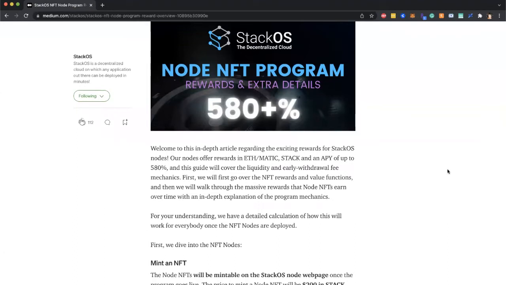So, the StackOS Node NFT program. Let me start with an overview of what exactly the StackOS NFTs do and why they are important for the StackOS ecosystem. As we have spoken about a few times on the website and on some of the Medium pages, the StackOS NFT is basically something used to create slots on the network.